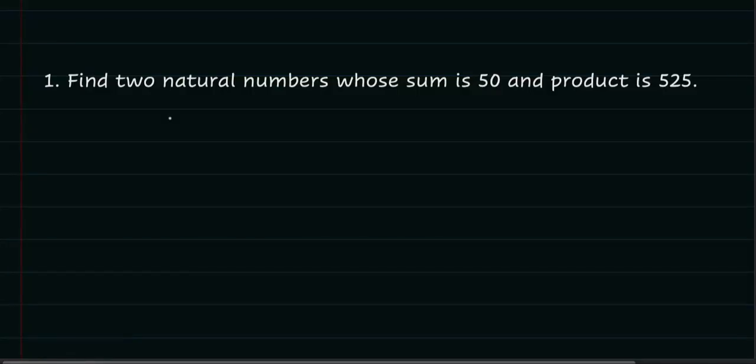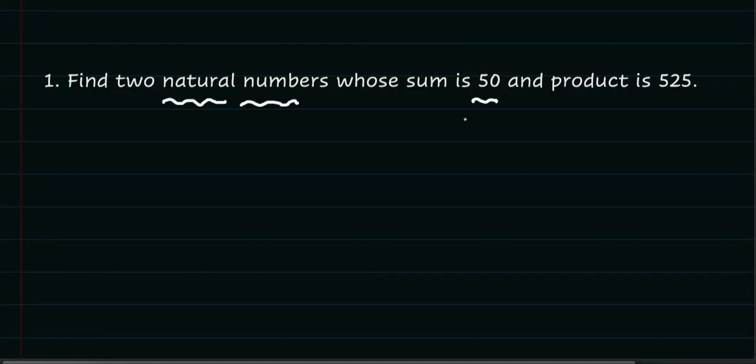Find two natural numbers whose sum is 50 and product is 525. First of all, you need to understand the language here. What is a natural number and what is it saying about it? This is very simple, but the later part of the exercise comes with a lot of difficult vocabulary or difficult framing of sentences, so you should be aware of that. Sum is 50 and product is 525. You know very well, sum is plus, product is multiplication.